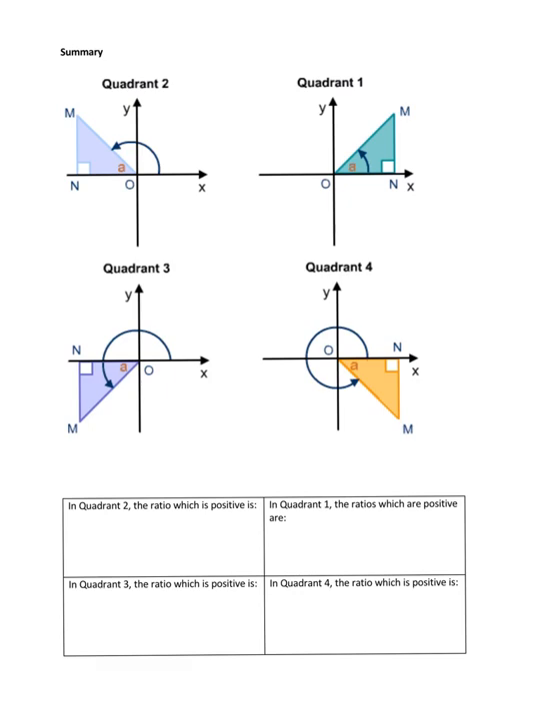So that we can summarize nicely over here. If we look at quadrant 1, remember that in quadrant 1, you had a positive x and y value, and we know that the hypotenuse, the radius, was always positive. So in quadrant 1, the ratios which were positive were all 3 of them. Sine, cos, and tan were all positive in quadrant 1.